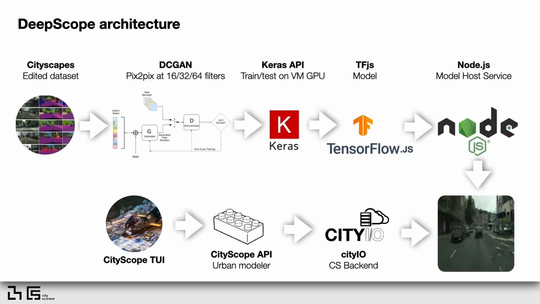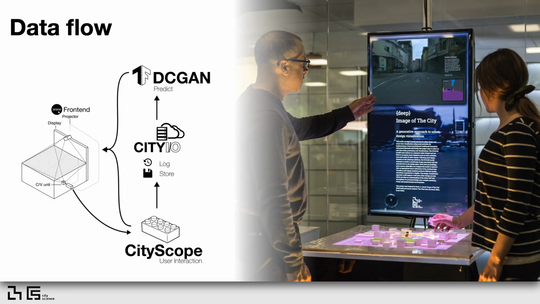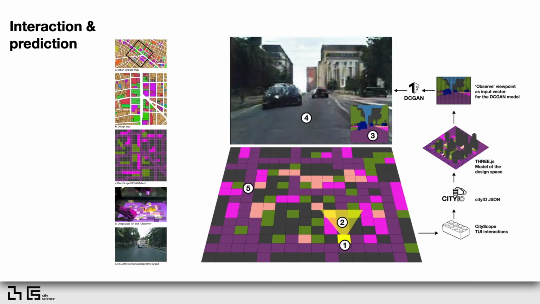into a TensorFlow JavaScript model. The data flow is as presented. Users interact with the CityScope tangible user interface. Their interaction is captured by a webcam. This data is then transferred through a server system known as CityIO to the DCGAN model for predictions and the creation of visualizations. Here is an example of converting an existing streetscape, upper left, to a pixelated version for the tangible user interface, for the interaction, and eventually for the visualization and rendering.